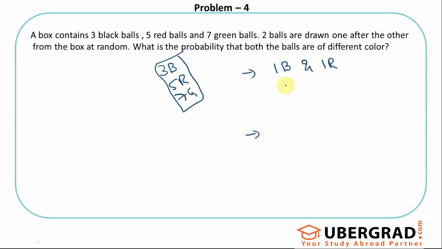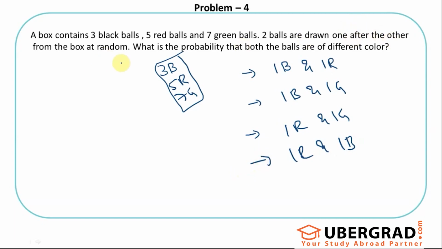Or I can pick 1 black and 1 green. Or I can pick 1 red and 1 green, 1 red and 1 black. This is different. Okay, the order also matters because they said one after the other. So picking black first and the red later and red first and then black are two different cases. 1 green and 1 black and 1 green and 1 red. You know, these are 6 cases I can do in one way using conditional probability.